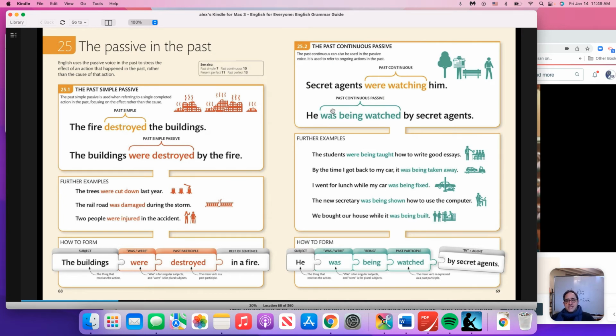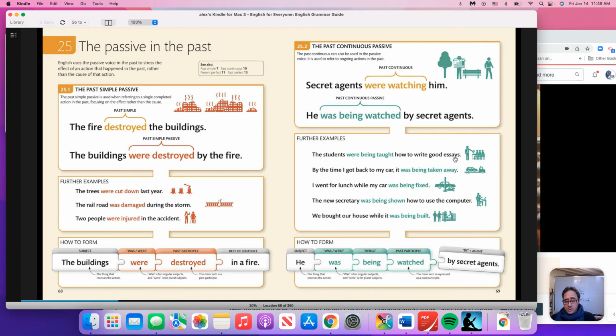Secret agents were watching him. We switched this direct object over to the nominative here, to the subject. He was being watched by secret agents. Or we could say by someone. We don't know who it was. But it's over a period of time. Further examples. The students were being taught how to write good essays.